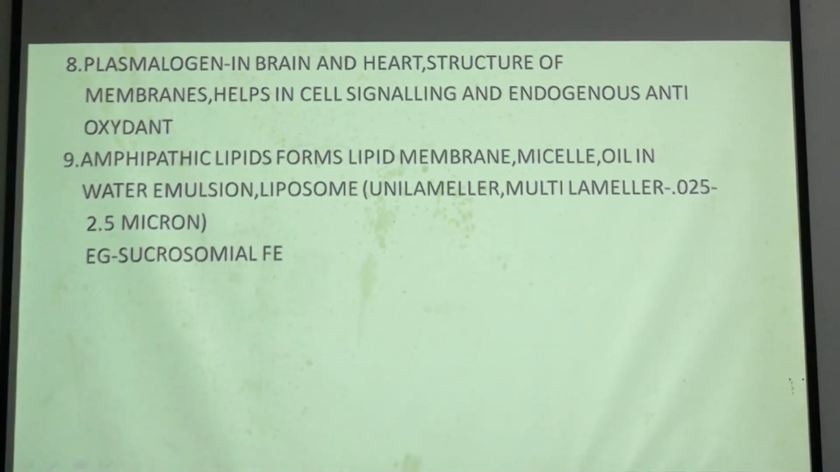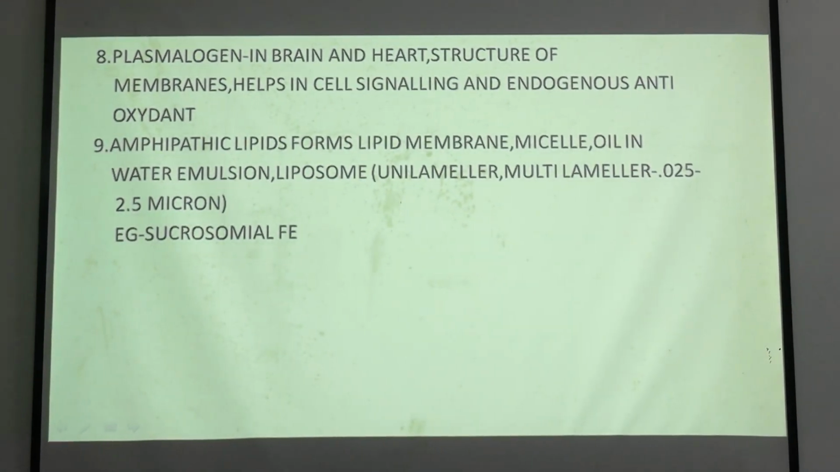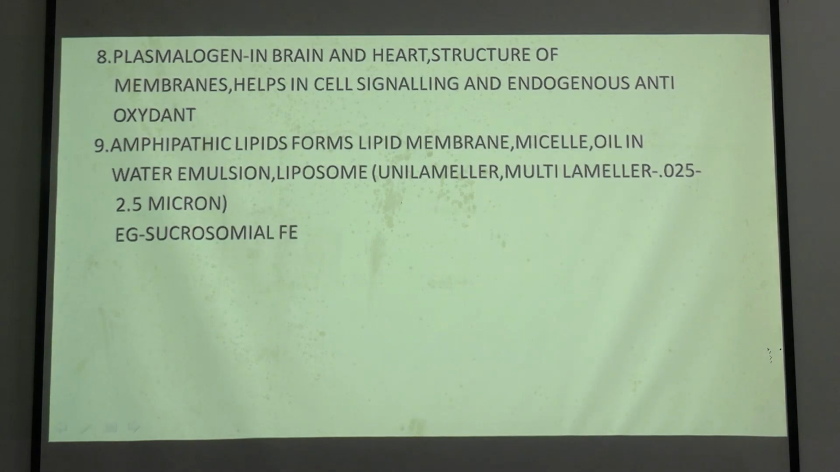Plasmalogen is found in brain and heart. It is present in the membrane. This helps in cell signaling and is an endogenous antioxidant. Amphipathic lipids are phospholipids and sphingolipids. They are present in the membrane.